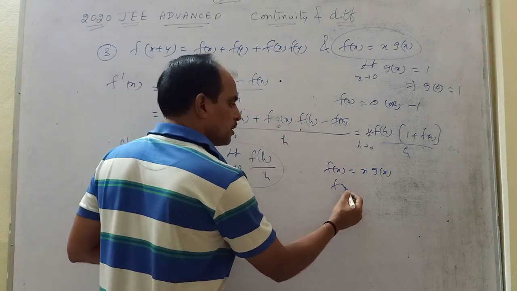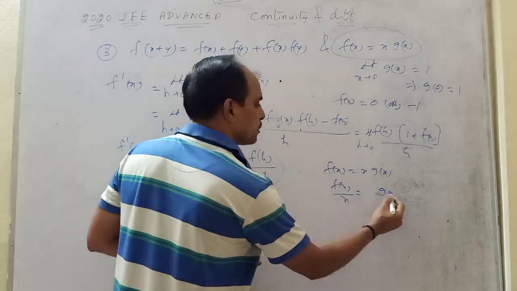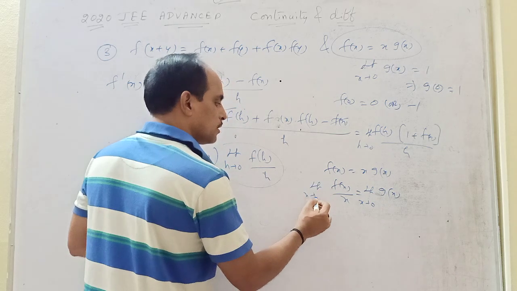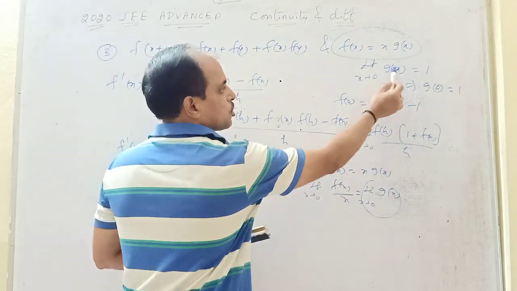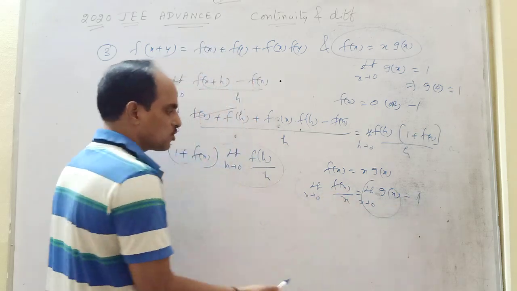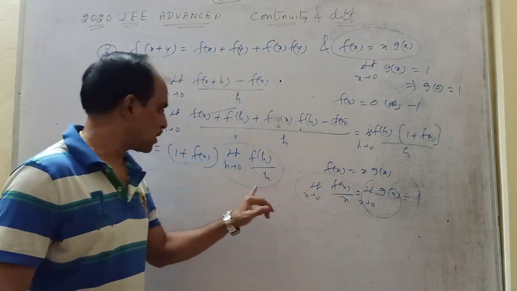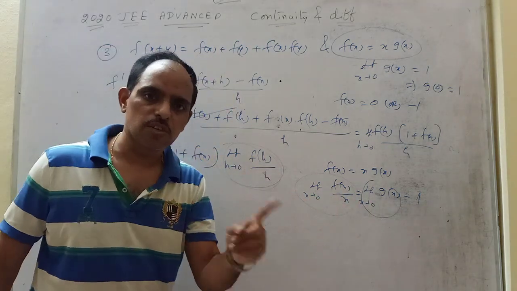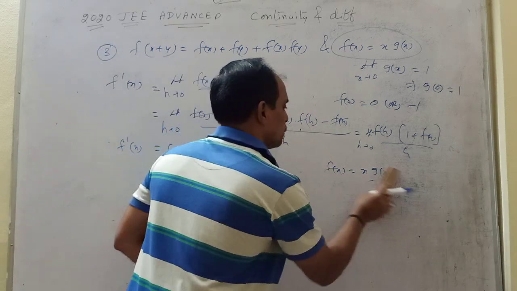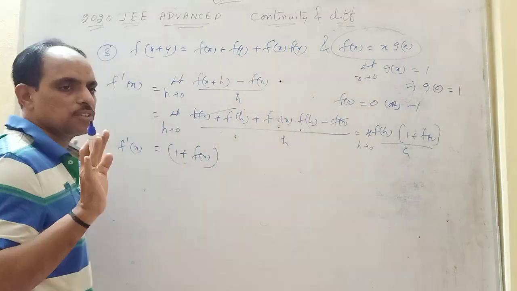Okay. Now what about f(x) by x? That is equal to g(x). I am taking x tends to 0 on both sides. But limit as x tends to 0, g(x) is equal to 1. So this is equal to 1, that is given. So this one value is equal to this one, so this is also equal to 1. Because as x tends to 0, f(x) by x is equal to 1. As h tends to 0, f(h) by h is also equal to 1. Now it is 1. Okay. Now this will be f dash x is equal to this one.